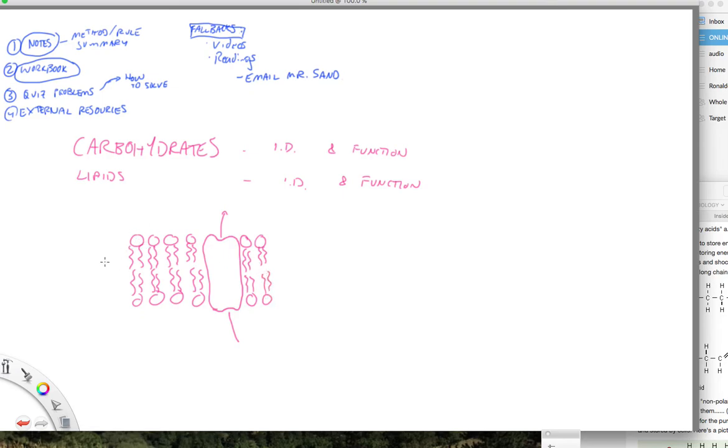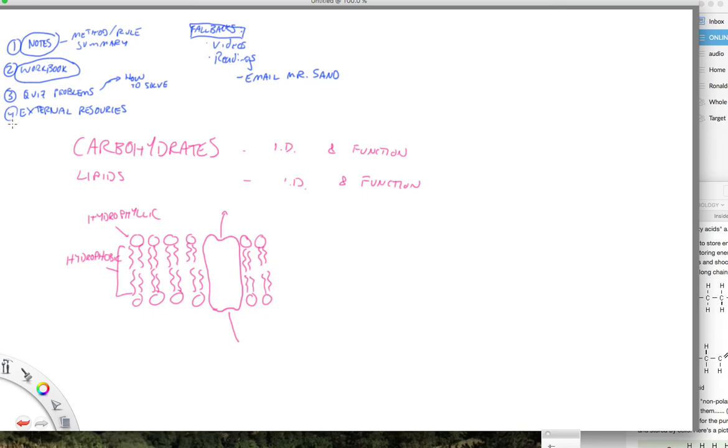In this plasma membrane, there is this layer right here that does not like water. In fact, we call it hydrophobic. You need to know what that means, hydrophobic. And over here, we have a hydrophilic layer. Okay?